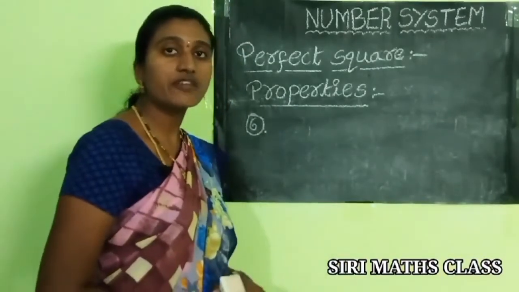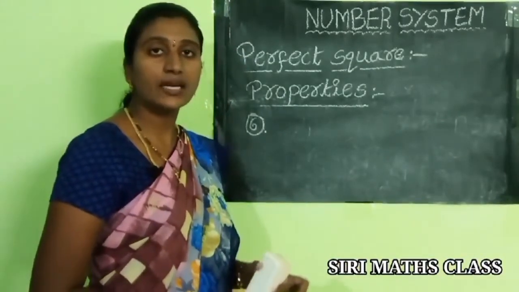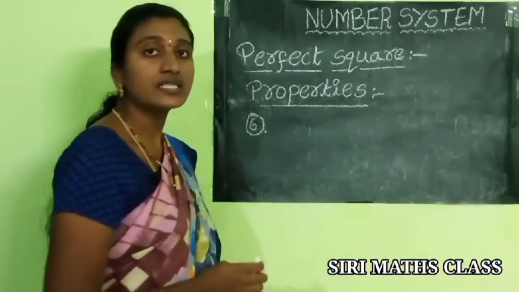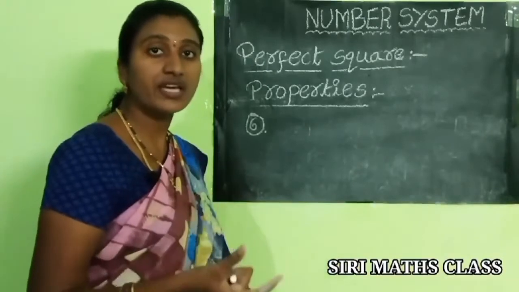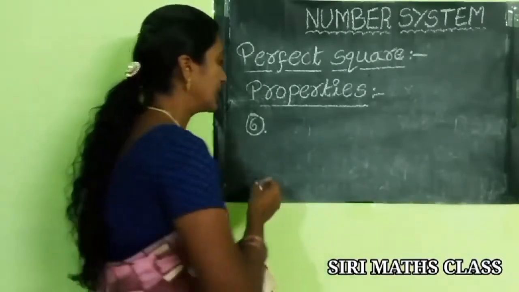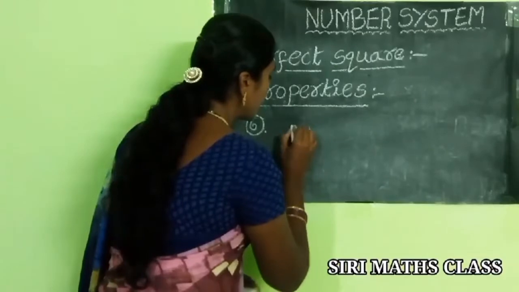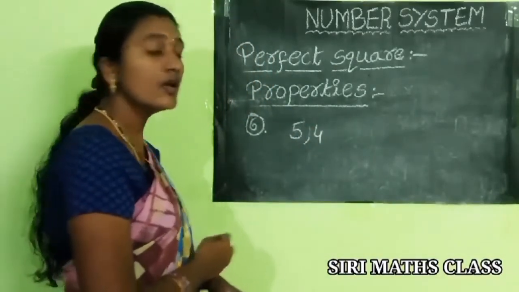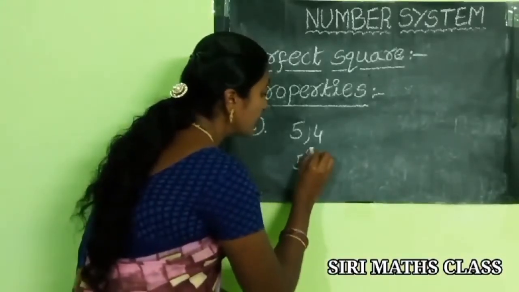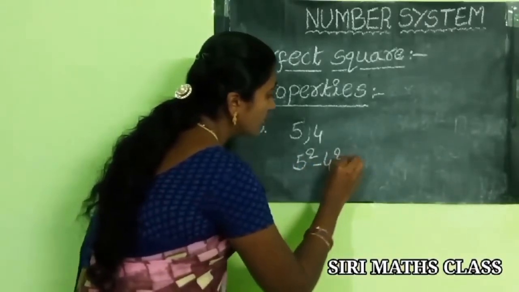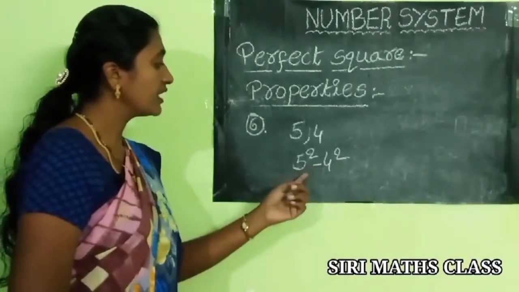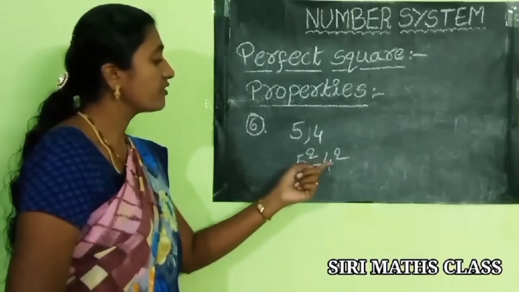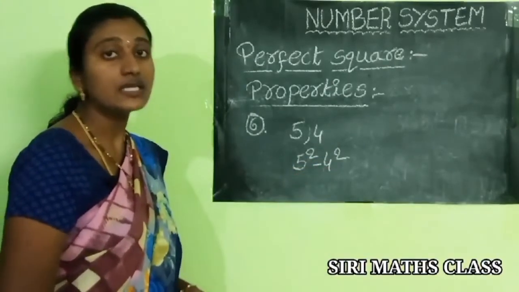The difference of squares of any two consecutive natural numbers is their sum. Okay, what I am saying here, the difference of squares of any two consecutive natural numbers. Suppose here I am taking 5 and 4. These two are consecutive natural numbers. What we are saying, the difference of squares of these two consecutive numbers. Difference means minus. The difference between squares of any two consecutive natural numbers is their sum.